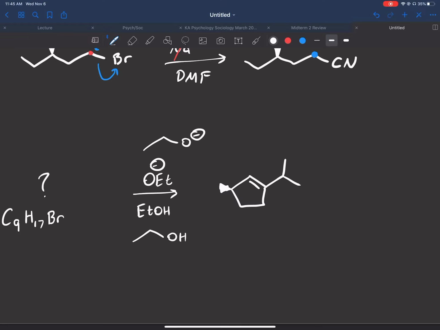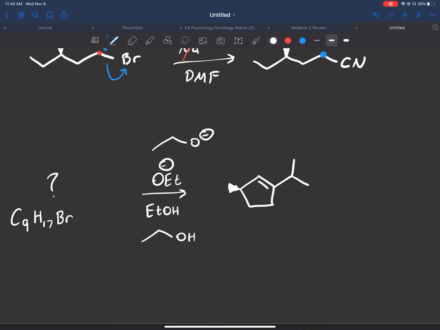So that's all those things are, OEt and EtOH. You could have seen OMe, which is just the same exact thing written over here, but with a methyl. All right, so that's the terminology. So we need to find the original reactant.